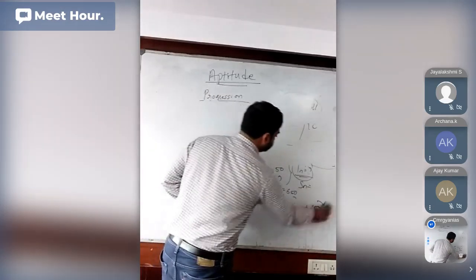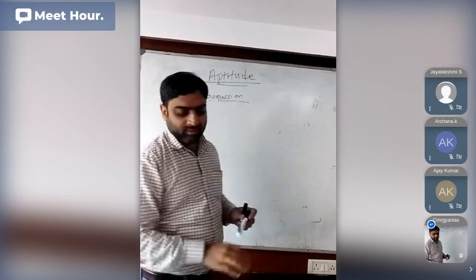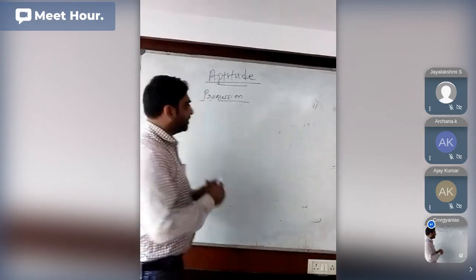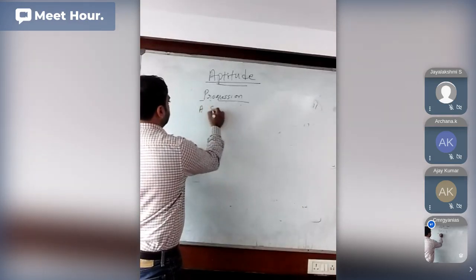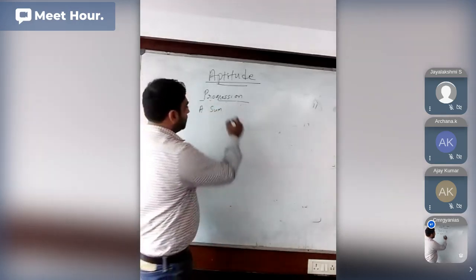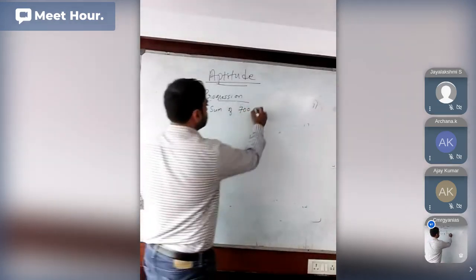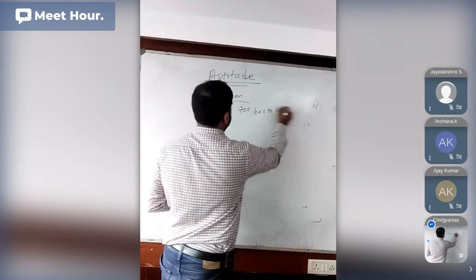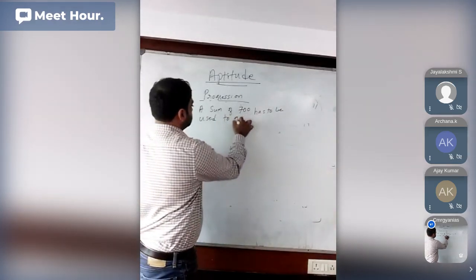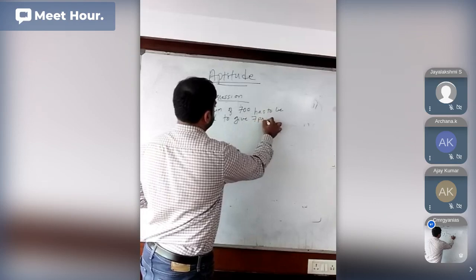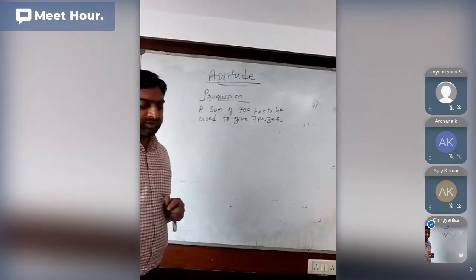Okay, next question, please write down. Next question is: a sum of 700 has to be used to give 7 prizes.